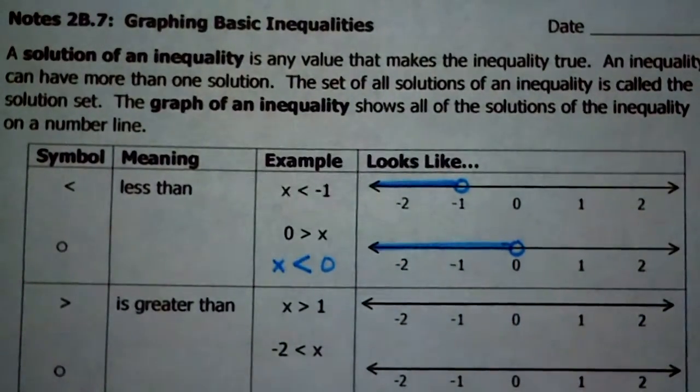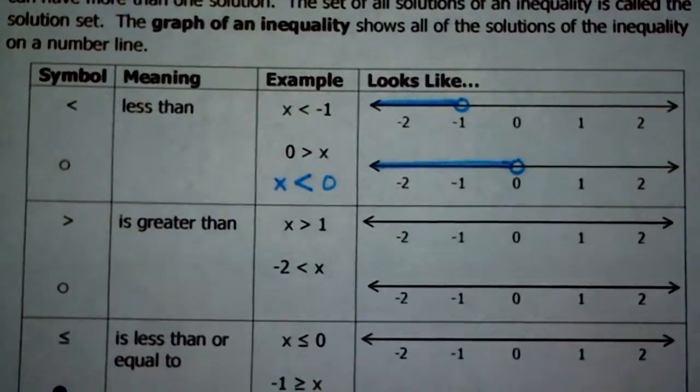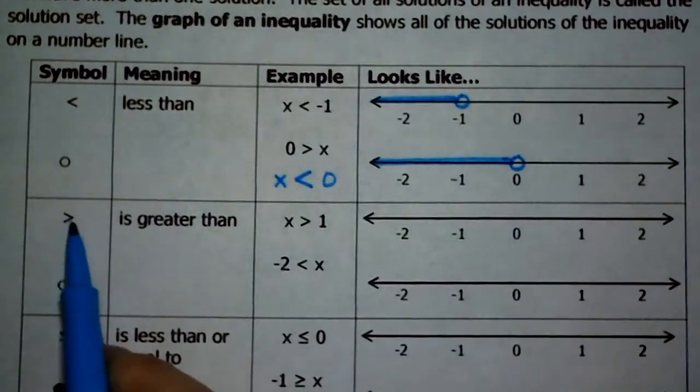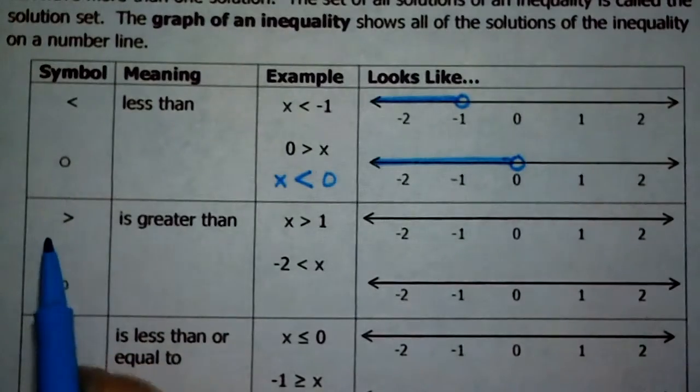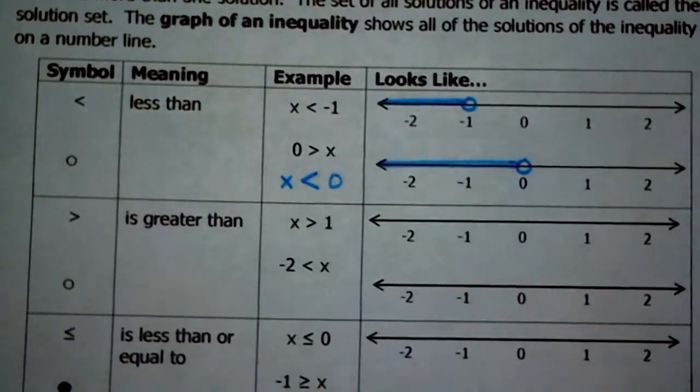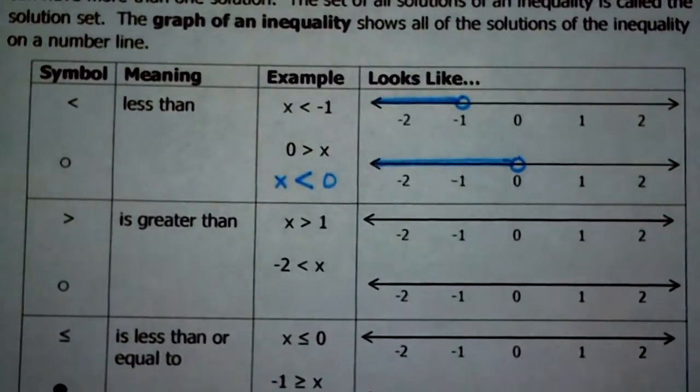All right, so that's less than. The next one is greater than. With greater than, it's going to be opened up at the x, and you're still going to use an open circle on that, because if x is greater than an amount, it can't be that amount. It can only be the amount greater than that.